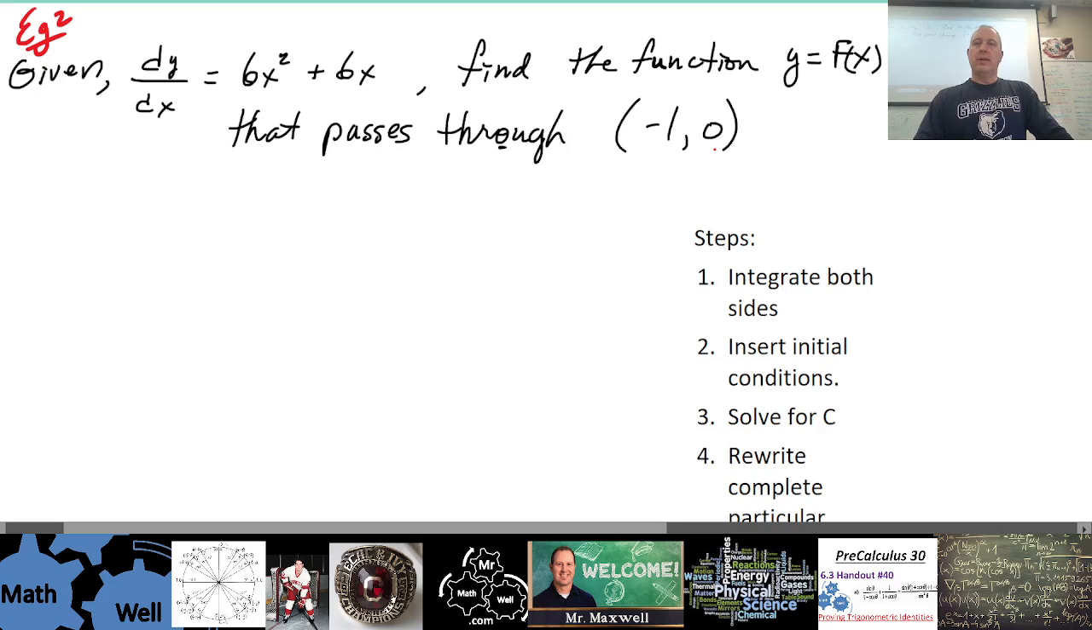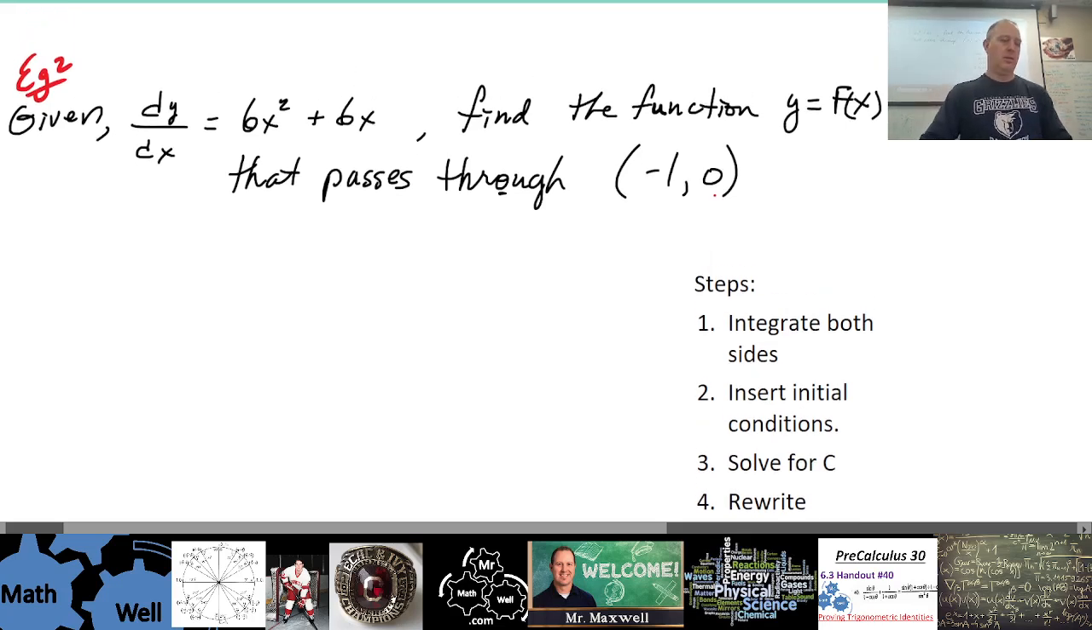So example 2, you want to write this down in the notes that I've given you there. And if you don't have the notes or lose them, you can always print them off the website, mrmathwell.com. Go to your AP Calculus page, and you can print off another one. And watch this video. Okay.